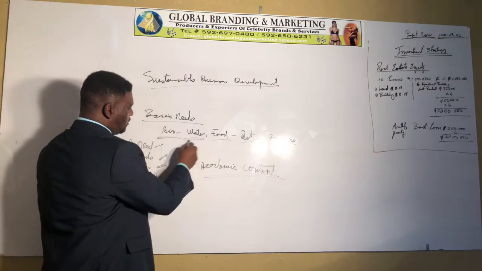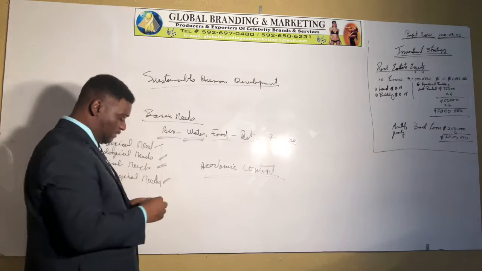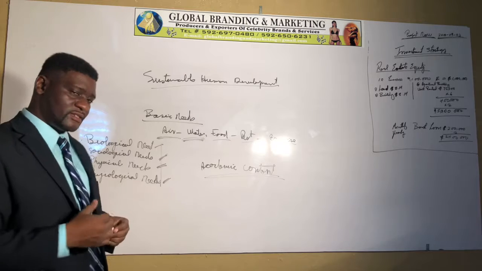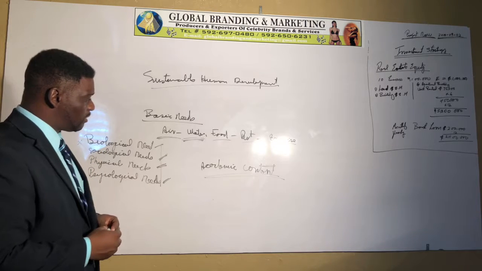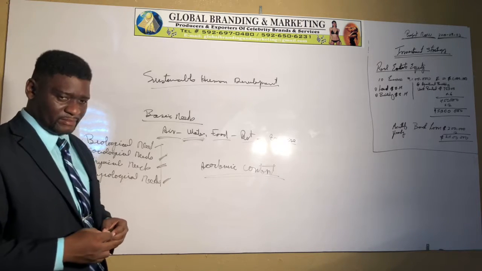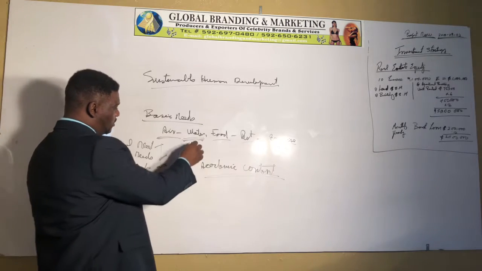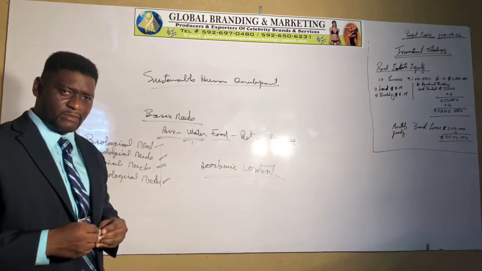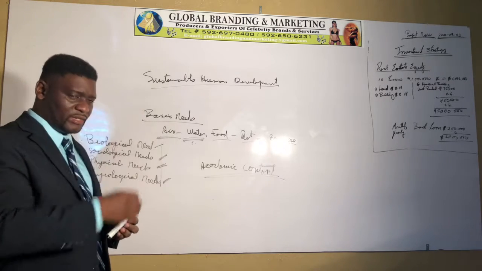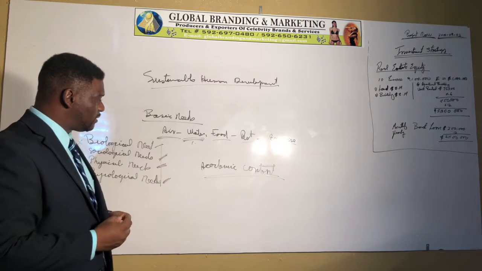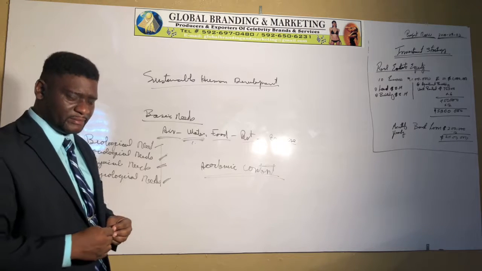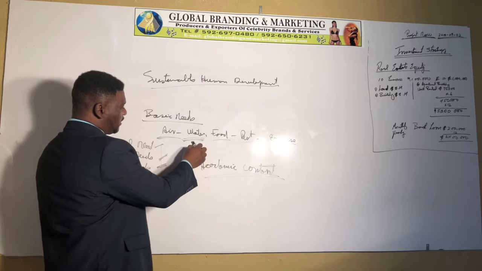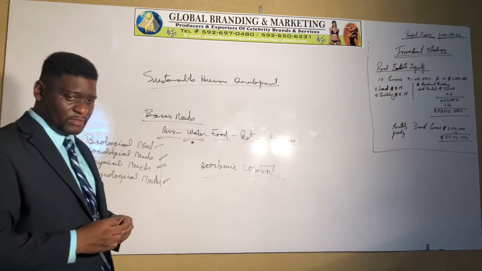Water is essential, but this is what happens. Even the water that we drink today is laced with something that we call chlorine. And what does the chlorine do? It stores in a particular part of our brain that we call the pineal gland.